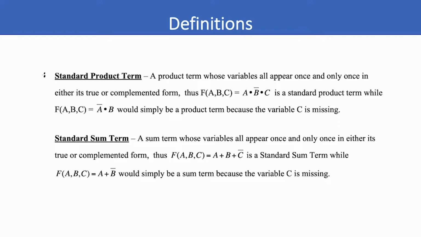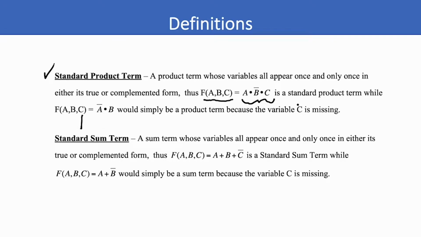A standard product term is a product term whose variables all appear once and only once in either its true or complemented form. So what do we mean by that? If we have a function whose domain is a, b, and c, a standard product term, which is this one right here, contains all of these literals, a, b bar, c. If it only contained a, b bar, it would not be a standard product term. But if it contains all of the literals, it's a standard product term. And as another example, function of abc equals a bar b is not a standard product term because it's missing the literal c.